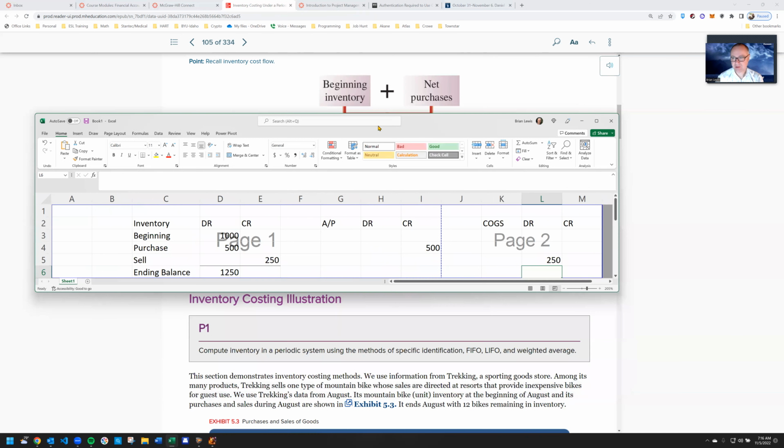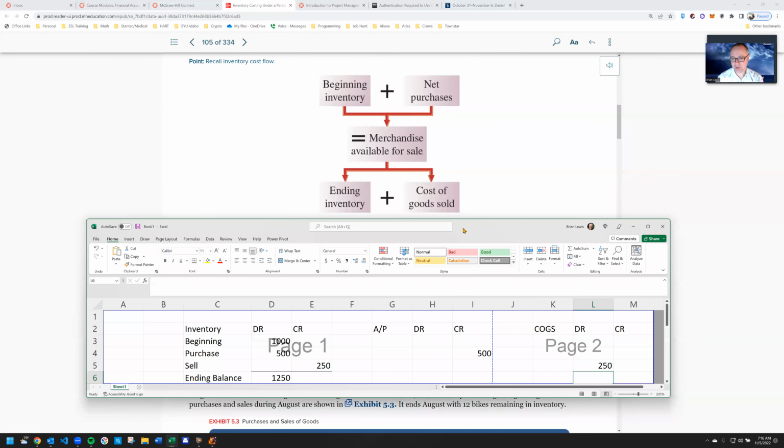There we go. So when you're looking at this formula, you can see this beginning plus net minus the sale, right? Beginning plus net minus the sale. But then you have your ending inventory plus your cost of goods sold is another way of looking at that, right? So ending inventory plus cost of goods sold was the merchandise available for sale.